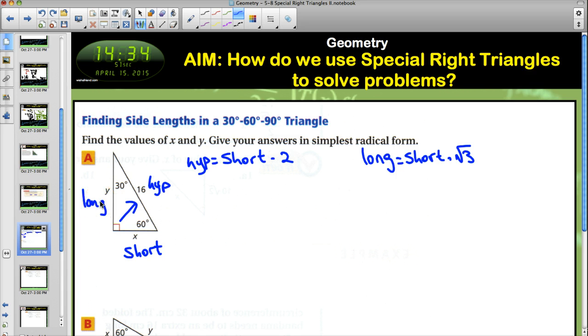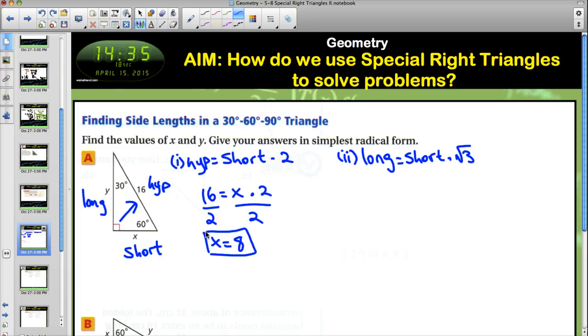Right across from the 60, this has to be the long leg. So I have numerical information for the hypotenuse. Then I would look at both formulas and ask myself, which one has anything to do with the hypotenuse? That's clearly formula number 1. So I'll start there. I replace hypotenuse with the number 16. My short leg in this case is x, times 2. Divide both sides by 2. X is therefore equal to 8. That's half of my answer.